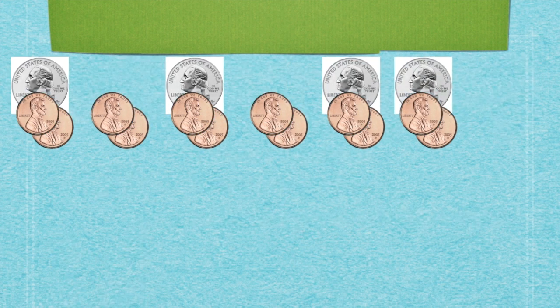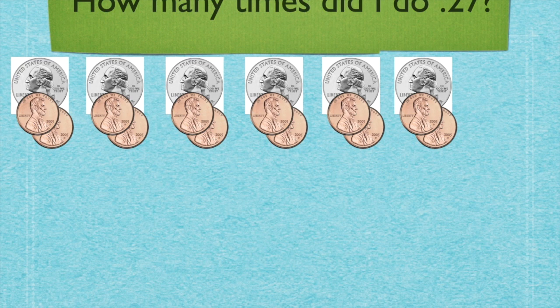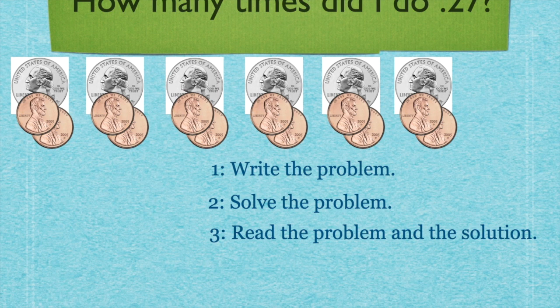How much is in one group? 27. So the question is, how many times did I do 27 hundredths? I'm sorry, 27 cents. So you're going to pause the video and you're going to write down the problem and solve the problem. Okay, now that you wrote the problem and solved the problem, I want you to read it out loud with me. So here we go. 27 cents times 8 is $2.16. Awesome. Now, the mathematical way to say it without the money would be 27 hundredths times 8 is 2 and 16 hundredths. But we're just getting started.